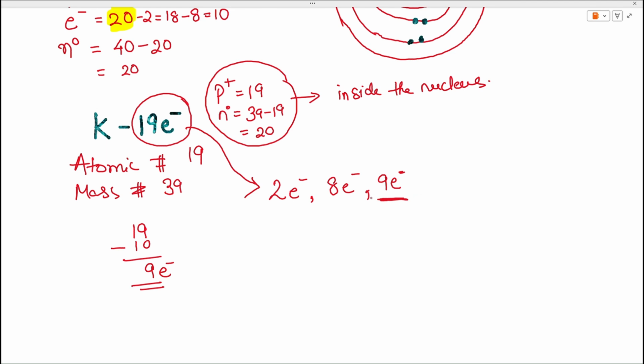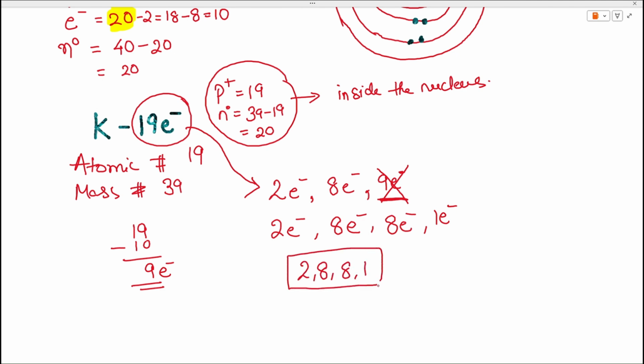So what we actually need to do is get rid of these 9 electrons from the third shell, and then nothing is going to happen to the electrons in the first shell. So first shell will still have 2. The second shell will have 8. The third shell will again have 8, and that 1 electron we'll have to put in the last shell. So the electron configuration is 2, 8, 8, 1 for potassium.